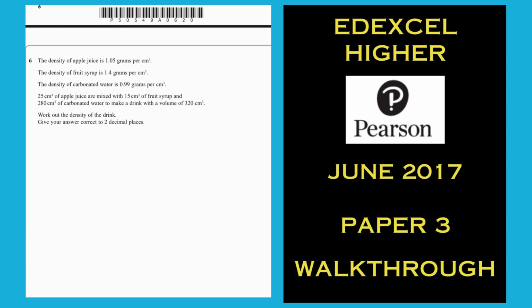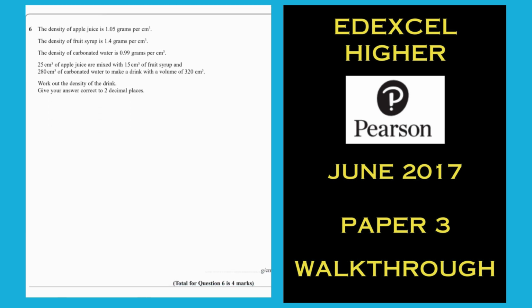On we go. Number 6. Density, mass, volume shouldn't be complicated, but again, boy, have they done their best. The way I go about it is, as you can tell, they've given you density and they've given you volume. So you're obviously wanting to work out the mass. So just do one thing at a time. Apple juice. Mass is 1.05 times by 25.